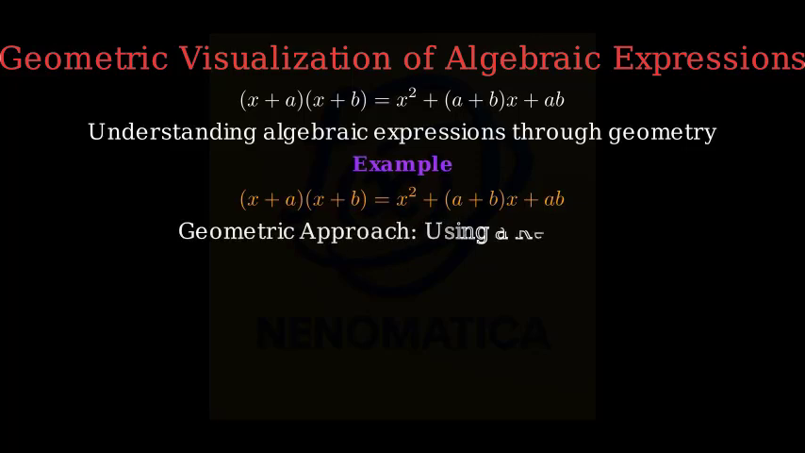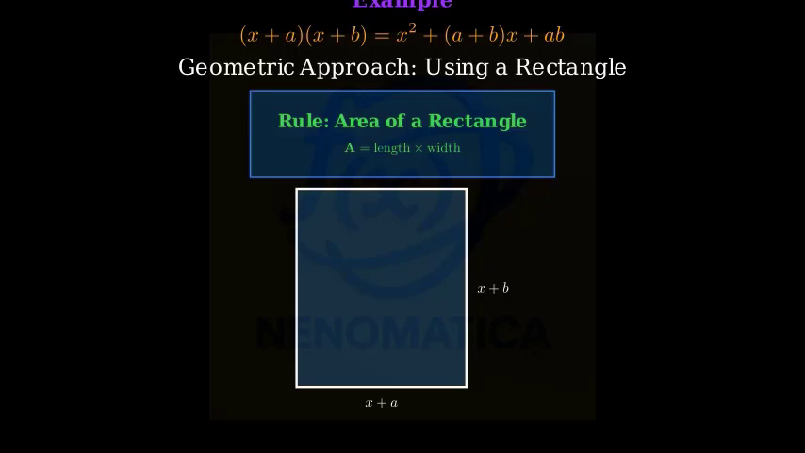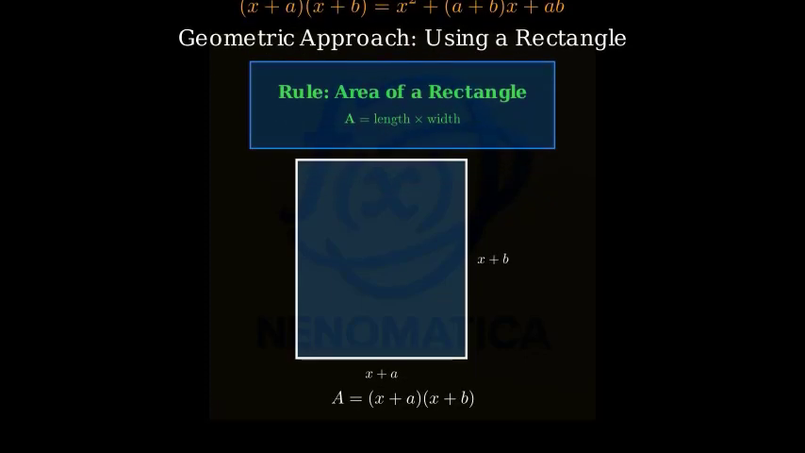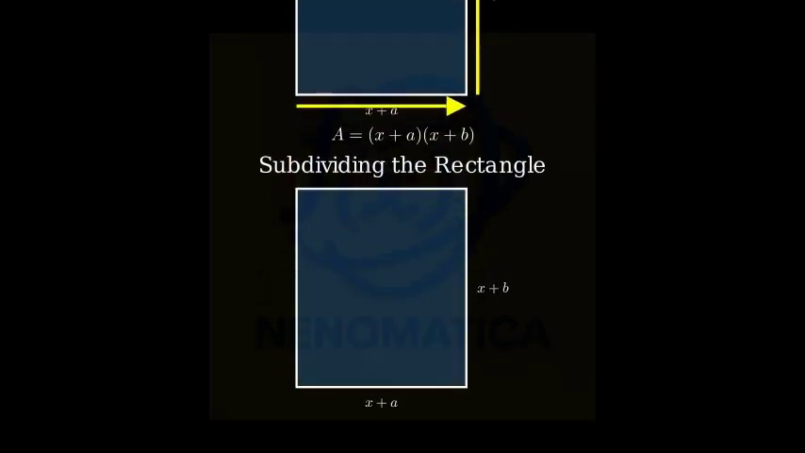Let's approach this geometrically by constructing a rectangle. Let's start by drawing a rectangle with width x plus a and height x plus b. The total area of this rectangle will represent the product open parenthesis x plus a close parenthesis times open parenthesis x plus b close parenthesis. The width of our rectangle is x plus a, and the height is x plus b. Now, let's subdivide our rectangle into smaller regions to better understand how the expression open parenthesis x plus a close parenthesis times open parenthesis x plus b close parenthesis expands.